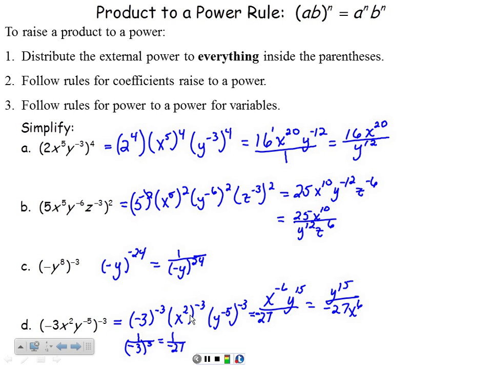And so here I just used my power rule. X to the 2nd to the negative 3 is x to the negative 6. And then I pushed it to the bottom because it had a negative exponent. But here for my y, the negative 5 times negative 3 is positive 15, so it stayed on top.